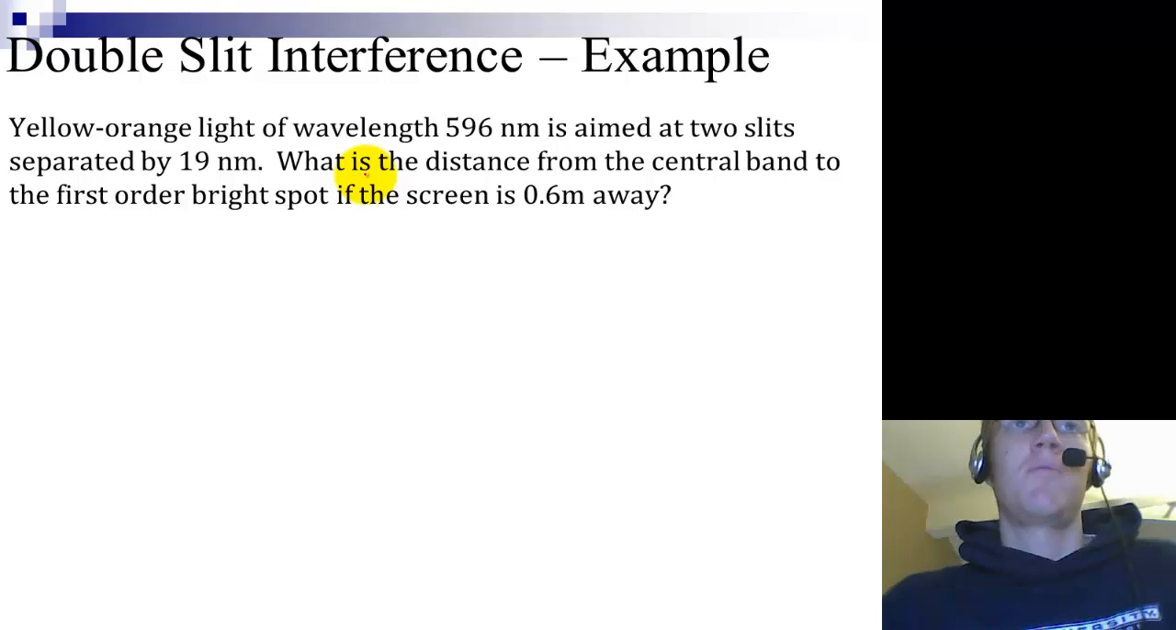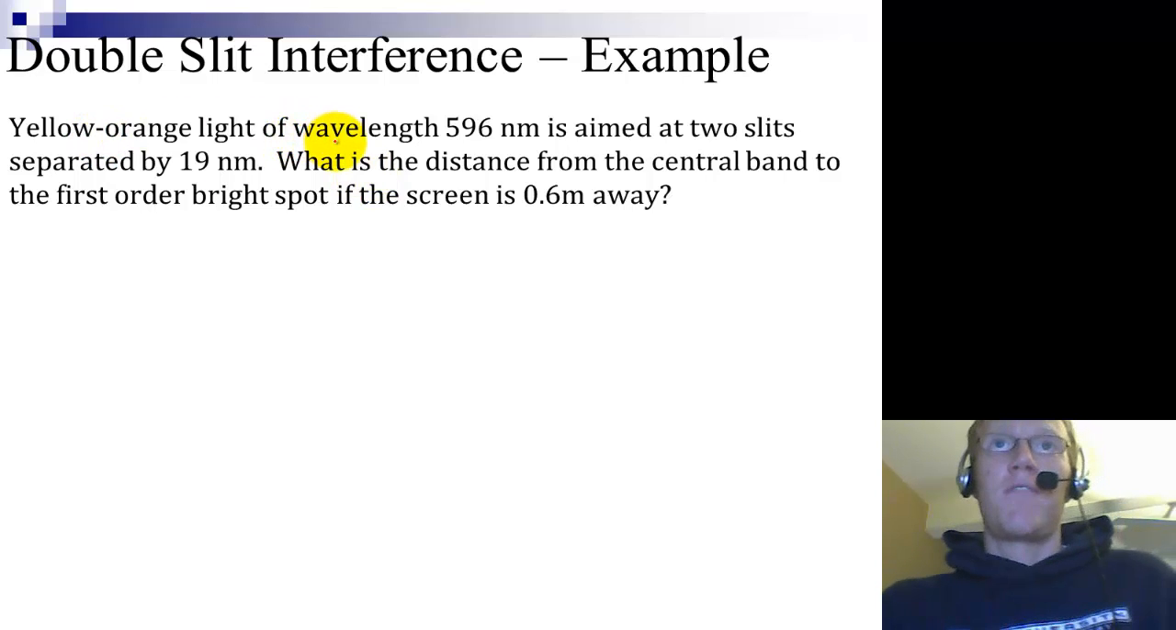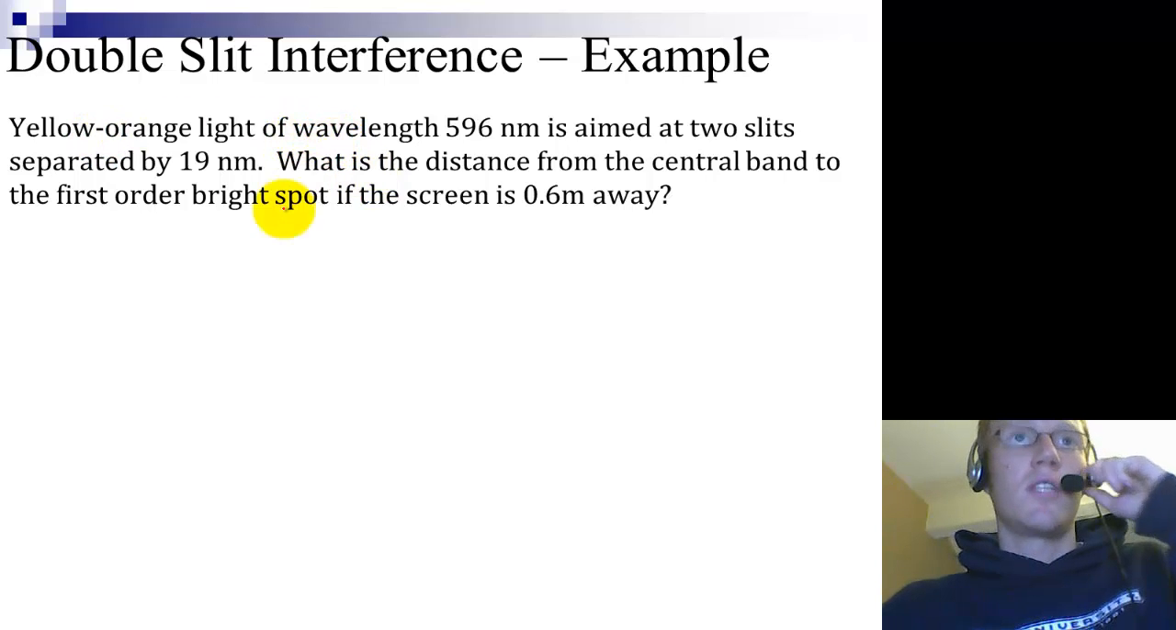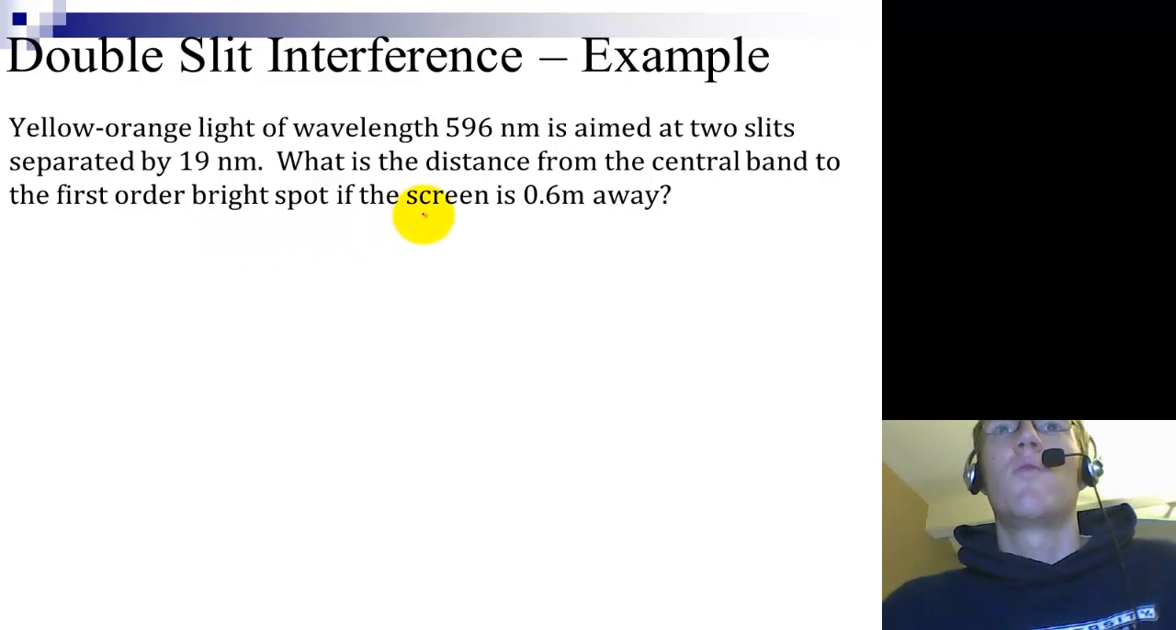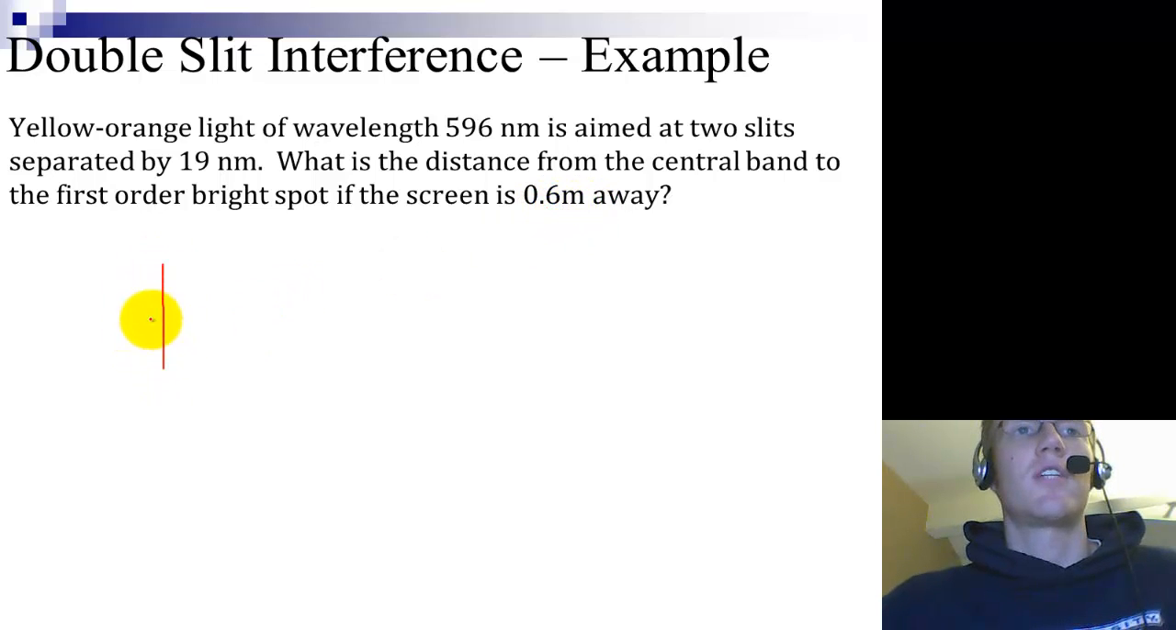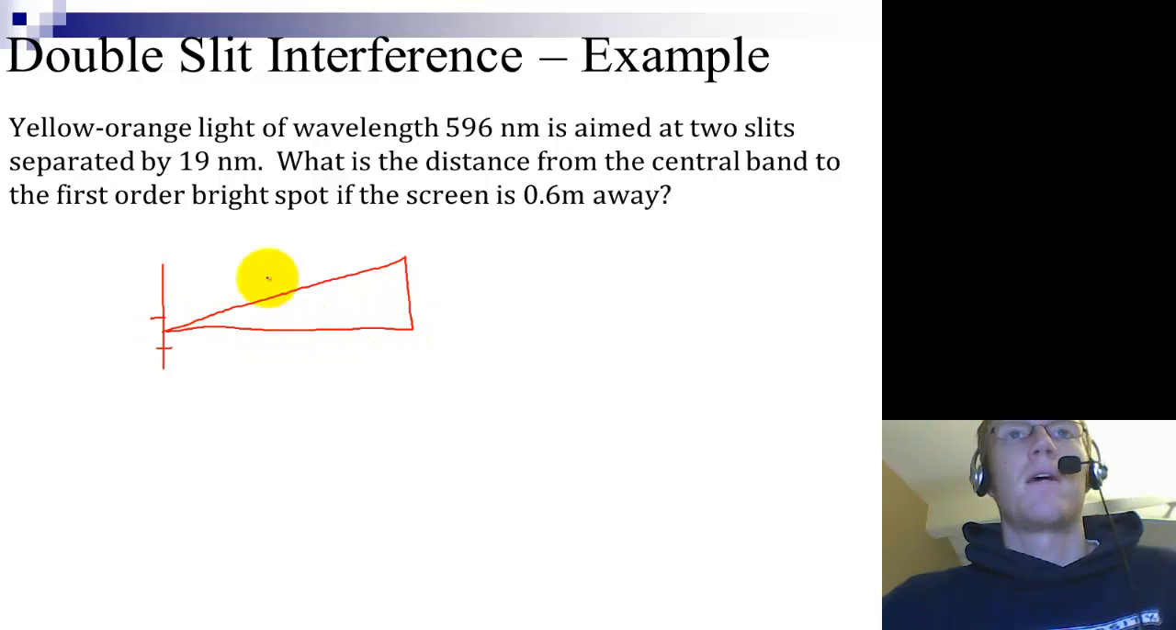Okay, let's do an example problem. Yellow-orange light of wavelength 596 nanometers is aimed at two slits separated by 19 nanometers. What is the distance from the central band to the first order bright spot if the screen is 0.6 meters away? So I like to draw a little sketch here just to help me self-visualize. What is the distance from the central band, that's right here, to the first order bright spot, that's right here. So that's our distance x.